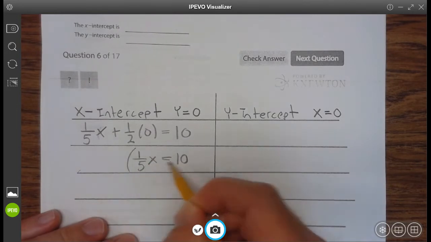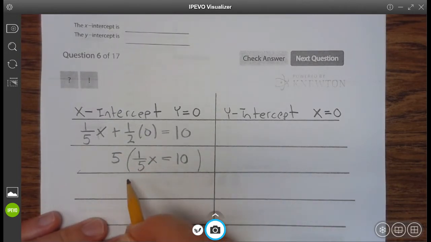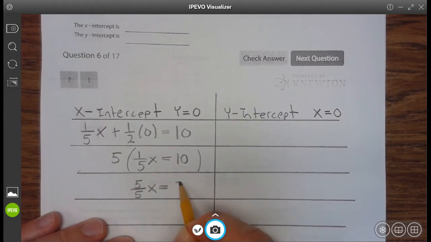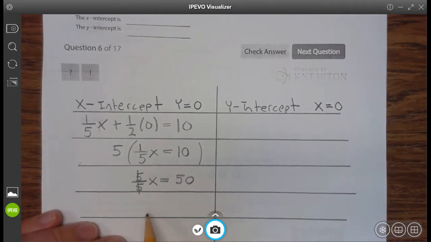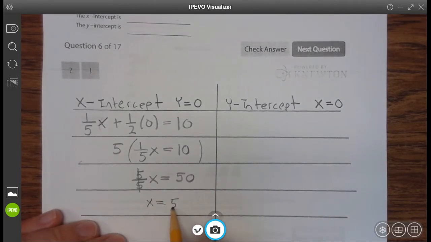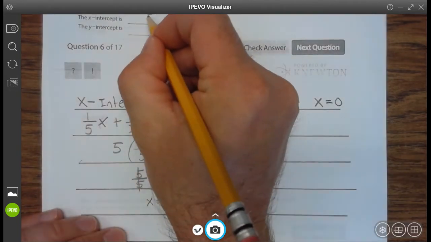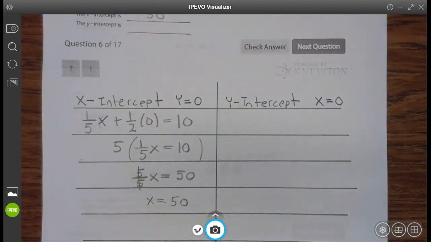Well, we're going to multiply both sides by 5. That's 5 divided by 5 x equals 5 times 10 is 50. 5 divided by 5 is 1, so x equals 50. So your x-intercept is 50.